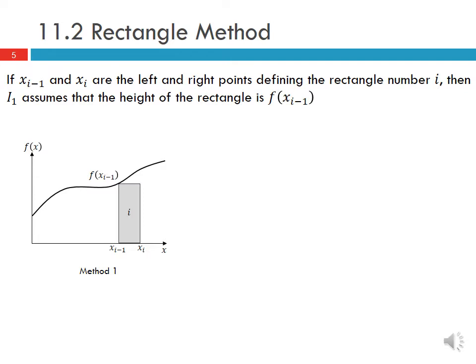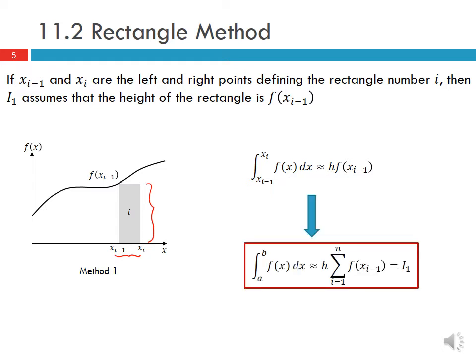So if xi minus 1 and xi are the left and right points defining rectangle number I, then the first method of the rectangle rule, so I1, assumes that the height of the rectangle is equal to the function evaluated at xi minus 1. So the integral for that one interval is approximated as the area of that rectangle. So it's h, so this distance here is h multiplied by the height, which is f of xi minus 1. And then the integral over the full domain, we just add up the area of all of those rectangles, so it's equal to h times the sum of f of xi minus 1, where I goes from 1 to n.